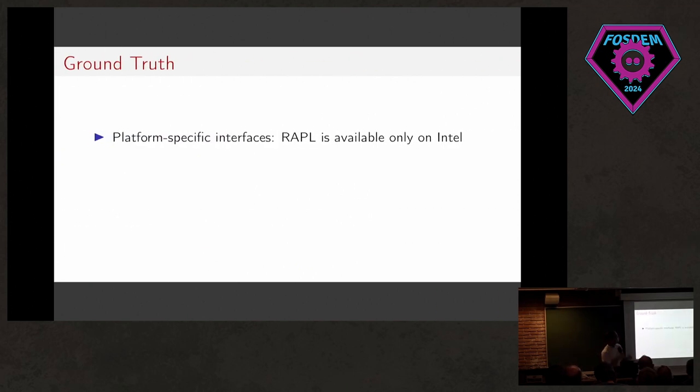Second, we got the power value from RAPL. Remember, Running Average Power Limit? It turns out that RAPL is only available on Intel or sometimes on AMD. ARM, for example, has a very, very different interface to report power.